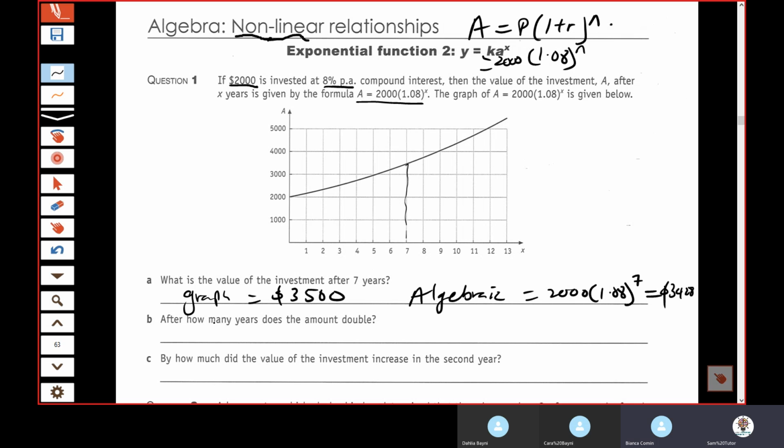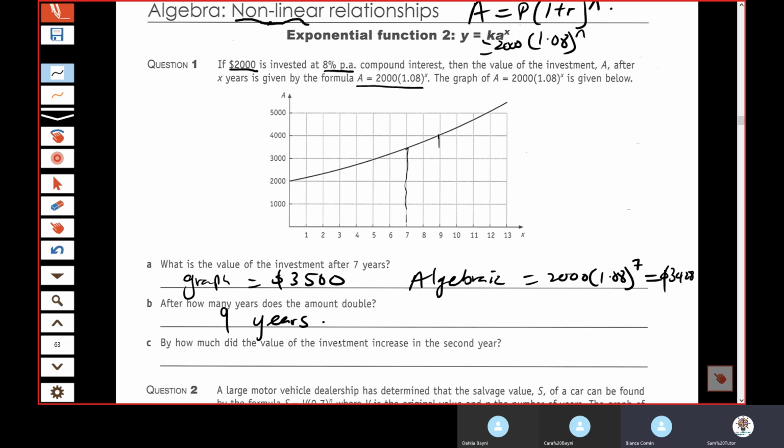After how many years does the amount double? 4,000, go here. After how many years? After about 8, 9 years. After 9 years, the amount doubles.